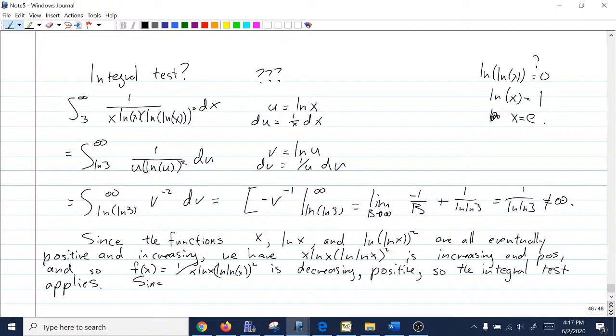Since the integral from 3 to infinity of f of x, I don't want to write out the gross function, I just gave it a name so I can use that, is finite by above, it follows that the given series converges.